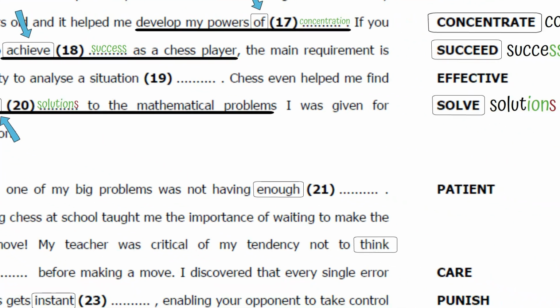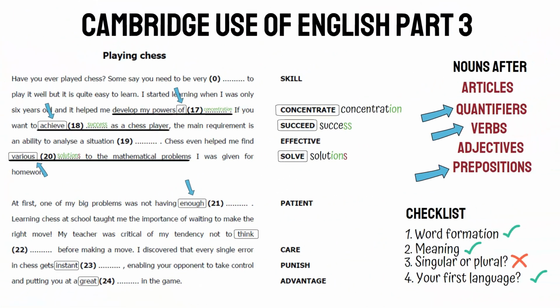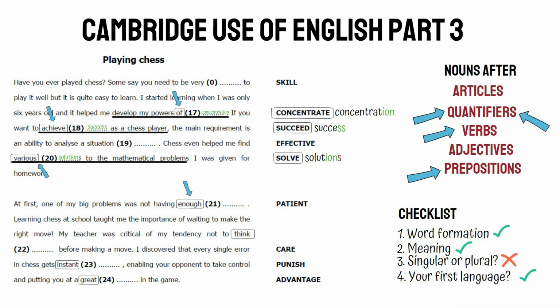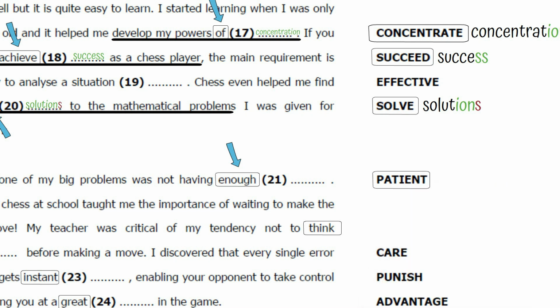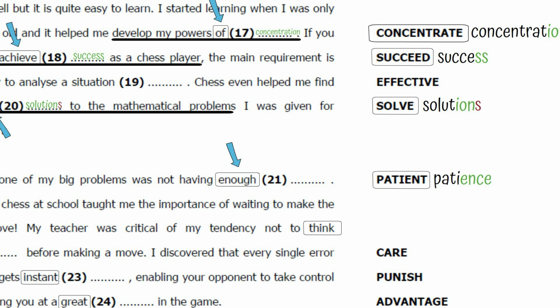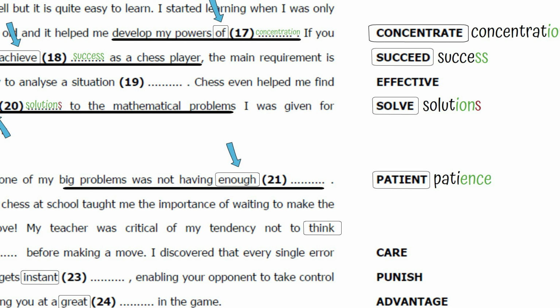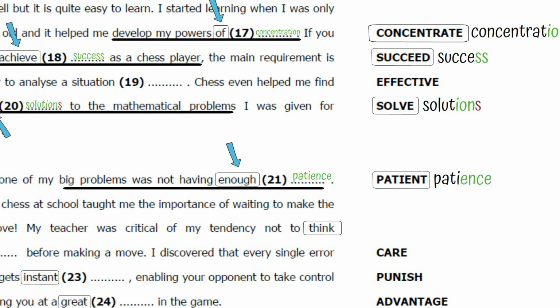Let's take a look at number 21. Enough is a quantifier. We know that we can use nouns after quantifiers like enough. Do you know the noun form of patient? It's patience. Is not having enough patience a problem? Yes, it could be. It makes sense. This is the correct answer.